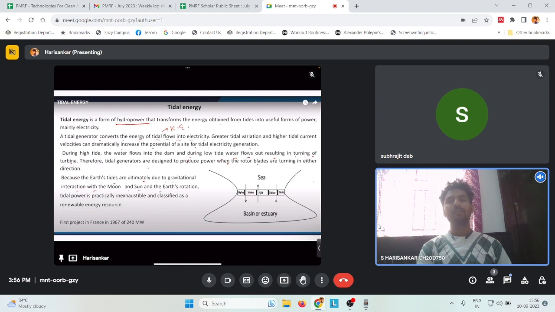Because the Earth's tides are ultimately due to gravitational interaction between the moon, the sun, and the Earth's rotation, tidal power is practically inexhaustible. In other words, it can be classified as a renewable energy source. The sun, moon, and earth are going to exist for billions of years, and the earth will keep rotating, so the gravitational pull between them will exist for billions of years to come. That is why it is practically inexhaustible and classified as a renewable energy source.